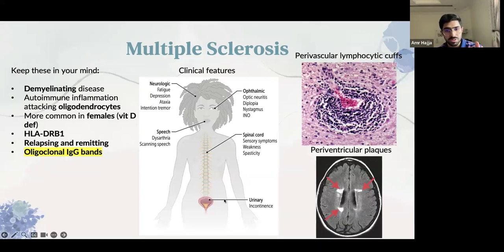So here we have the clinical features as well. Periventricular, just focus on periventricular. Whenever you say periventricular, think about multiple sclerosis. And also we have the perivascular lymphocytic cuffs, and lastly, oligoclonal IgG bands.